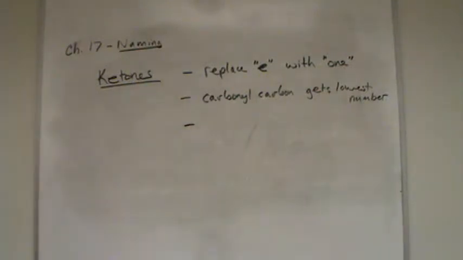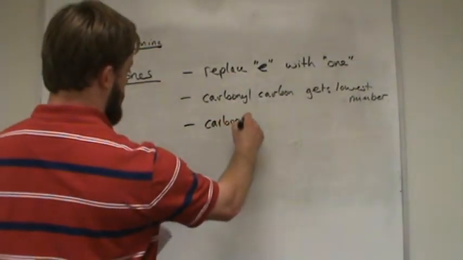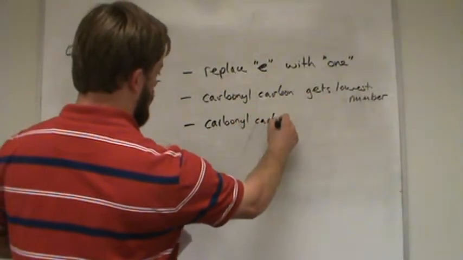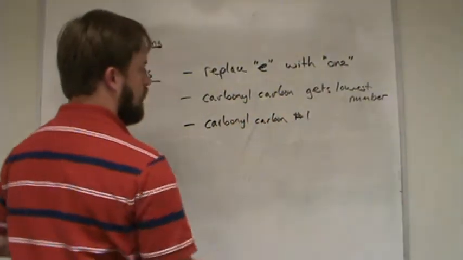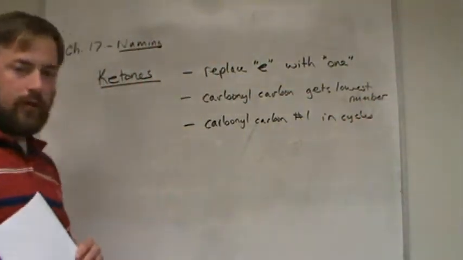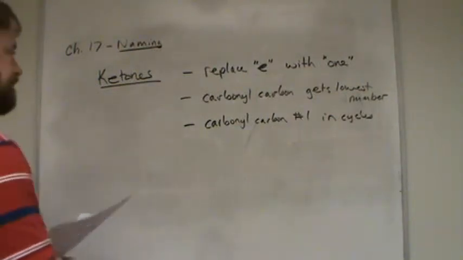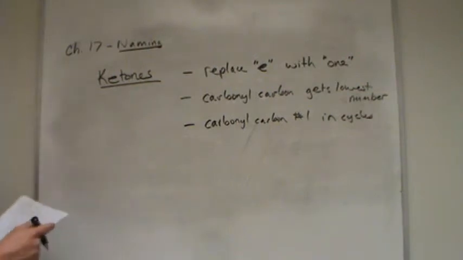And then in cyclic ketones, the carbonyl carbon is always number 1. So carbonyl carbon number 1 in cycles. If it's always number 1, we don't have to put it in our numbering. All right. So let's look at an example.